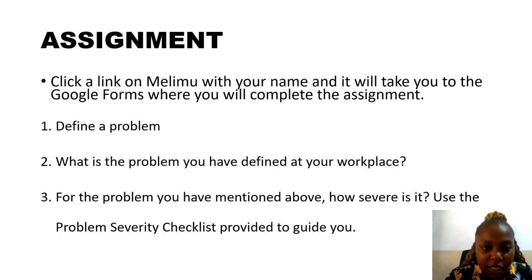This is the assignment for the lesson. You click a link on MLM with your name and it will take you to the Google Forms where you will complete the assignment. Some of the questions include defining the problem: what is the problem you have noticed at your workplace? And the last question: for the problem you have mentioned above, how severe is it? Use the problem severity checklist provided to guide you. The problem severity checklist Word document will be shared after this lesson.